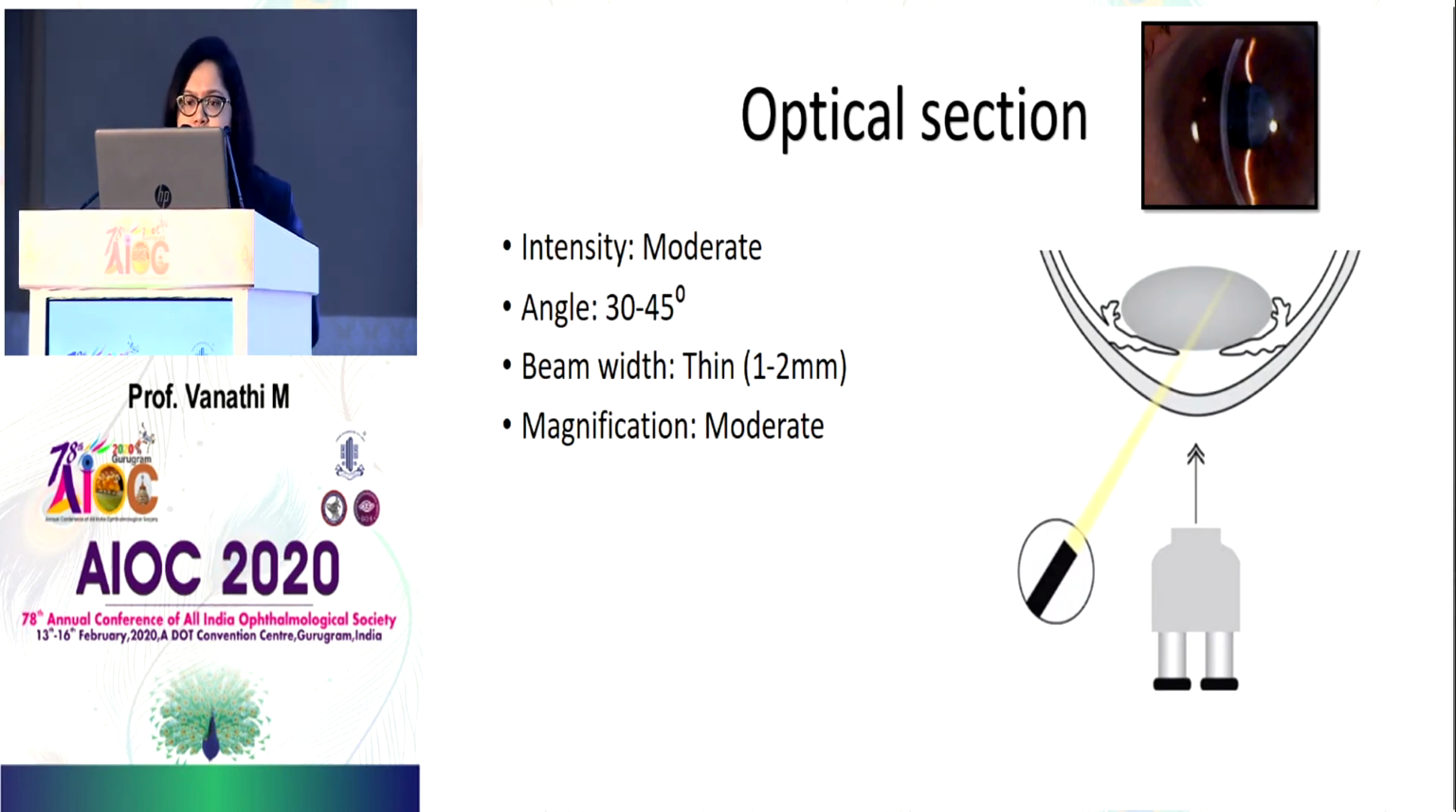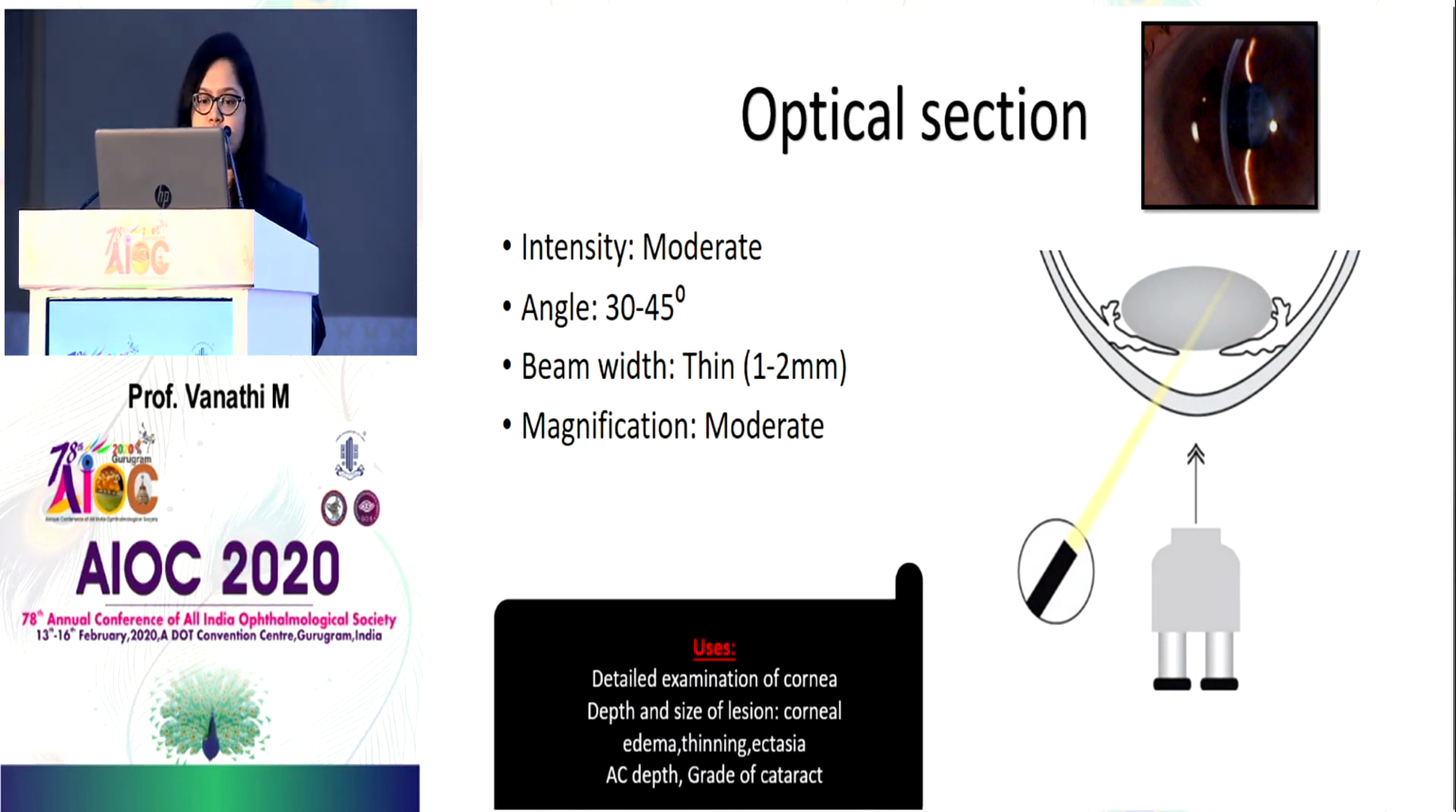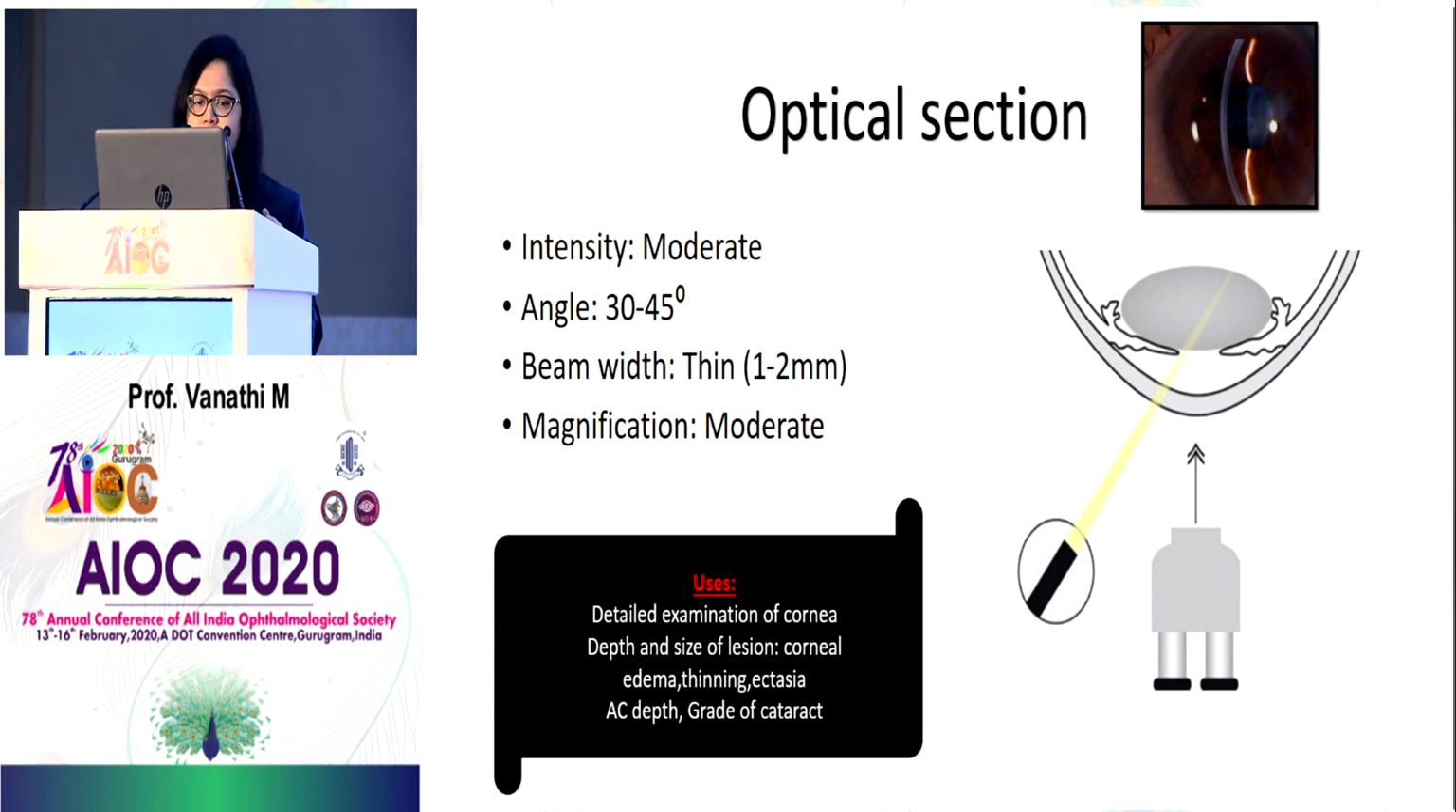Coming to optical section. Optical section is basically a modification of parallelepiped. In parallelepiped we are using 2 to 4 mm. Here you have to use a thin beam which is around 1 to 2 mm. Intensity is kept moderate, the angle is 30 to 45 degrees and magnification is also kept moderate. This basically gives a detailed examination of the cornea, depth and size of the lesion, and corneal edema, thinning and ectasia can also be seen. It also gives an idea about anterior chamber depth and grade of the cataract.